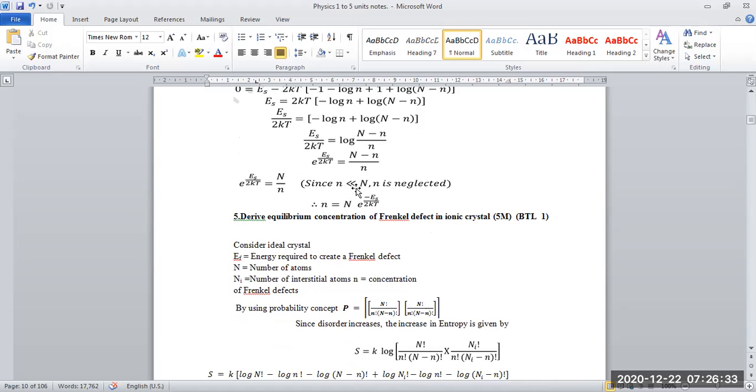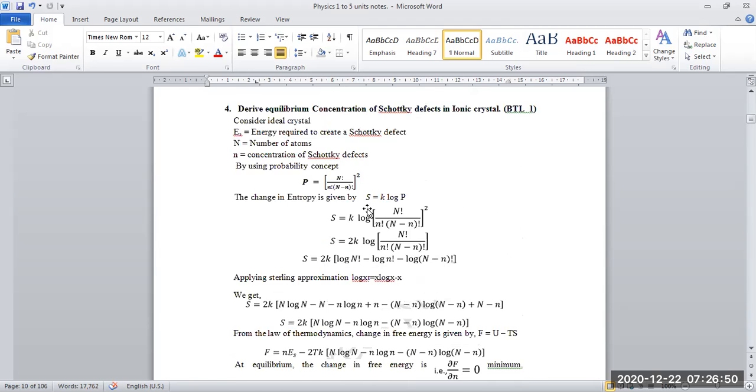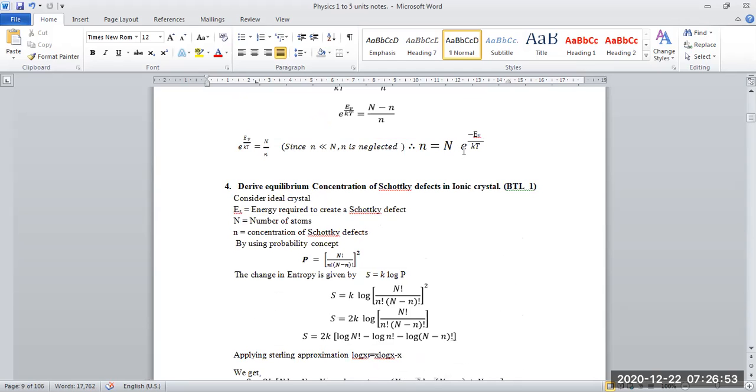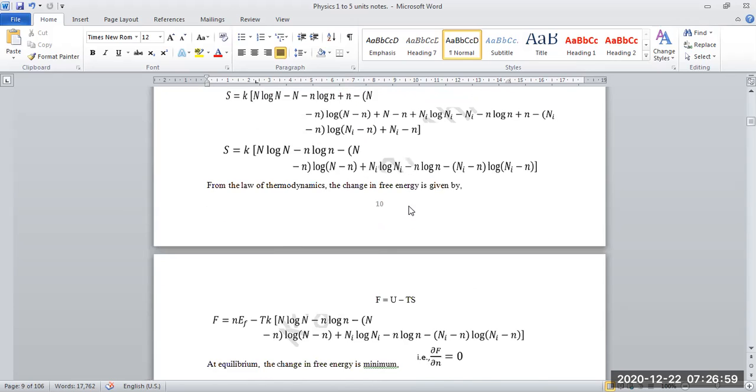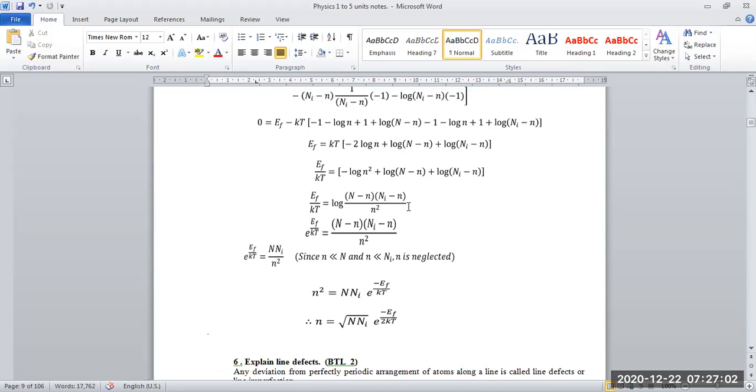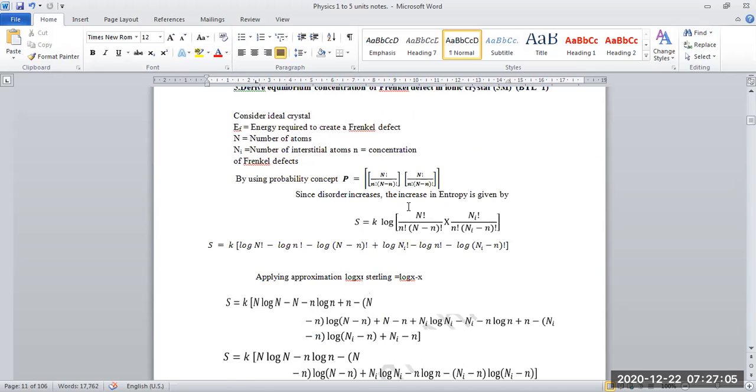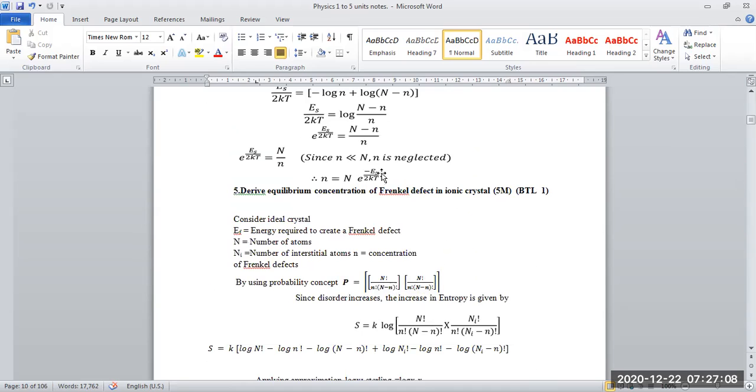So here also small n is very much less than capital N, and small n is neglected. So small n is equal to capital N e to the power of minus Es by 2kT. This is the result, right? This expression you can compare with small n equal to capital N e to the power of minus Ev by kT. Only one thing is different here; everything else is the same. You can practice it. See, e to the power of minus Es by 2kT: the 2 term is extra for Schottky. I'm talking only about Schottky defect now, right?